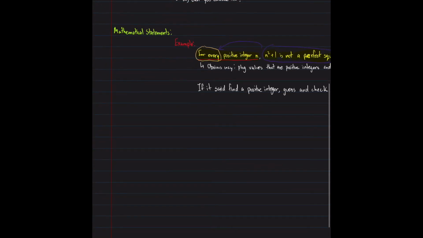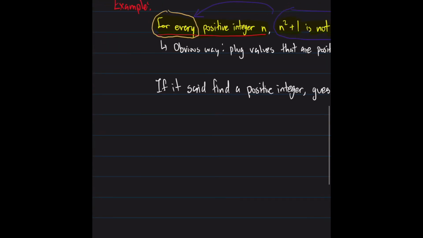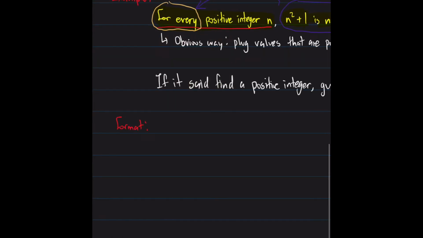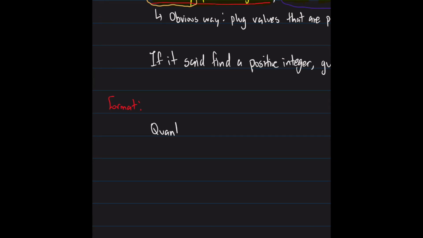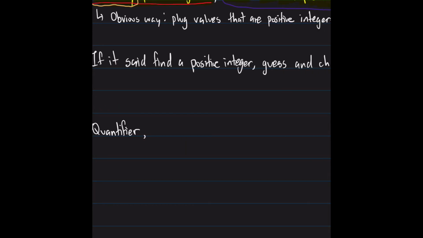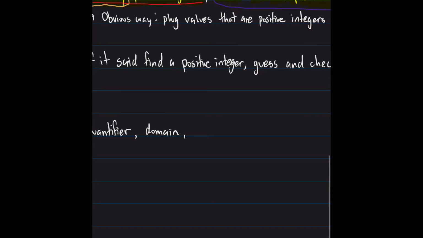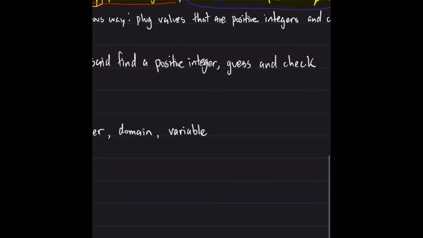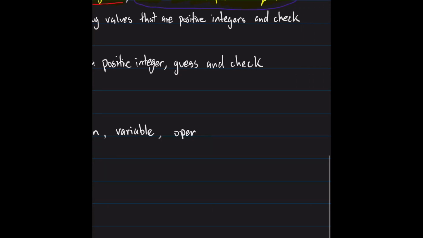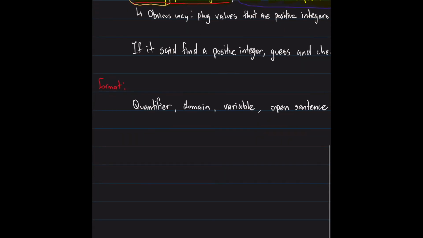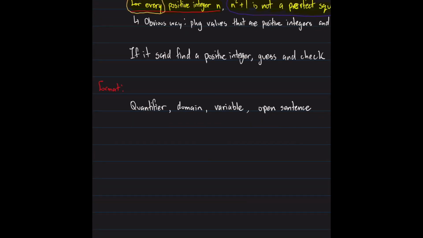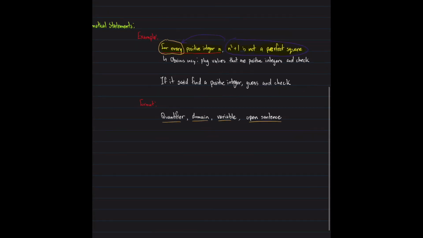Okay, so I'm going to show you the format for a mathematical statement. How is a mathematical statement formatted? Well, there would usually be something called a quantifier, then we would have a domain, then there's also a variable, an open sentence, and voila. These four components are what make up a mathematical statement.